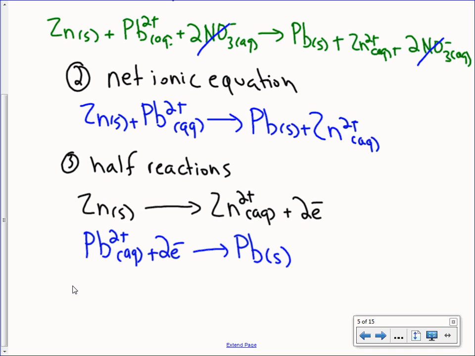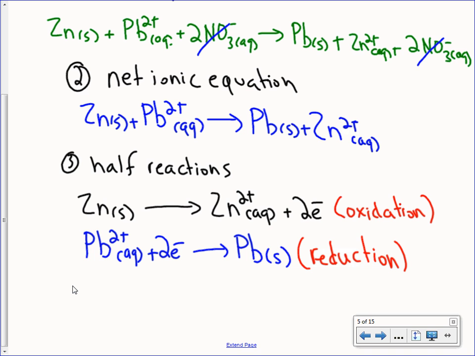So in these two half reactions, we can identify what is undergoing oxidation, what is undergoing reduction. So with the zinc, since it is losing electrons, I think back to Leo, the lion says grr, a loss of electrons is oxidation. So our zinc, in this case, is undergoing oxidation. Since the lead is gaining those 2 electrons, we can say that it is undergoing reduction.